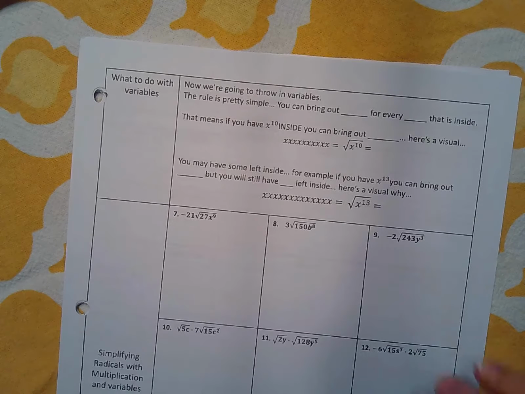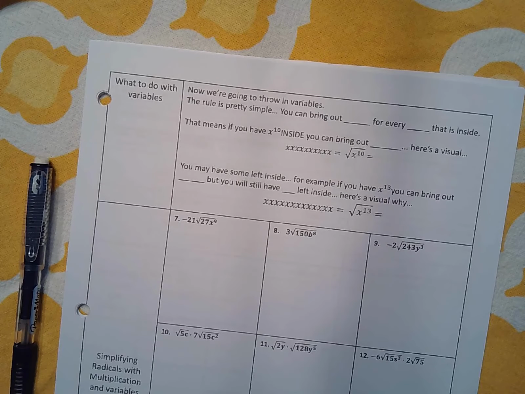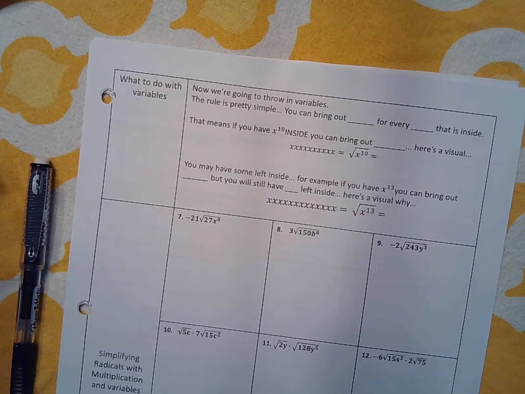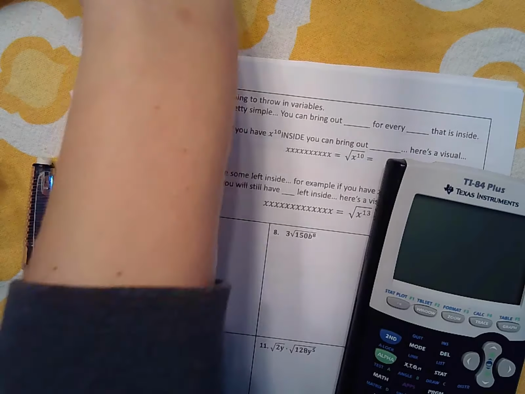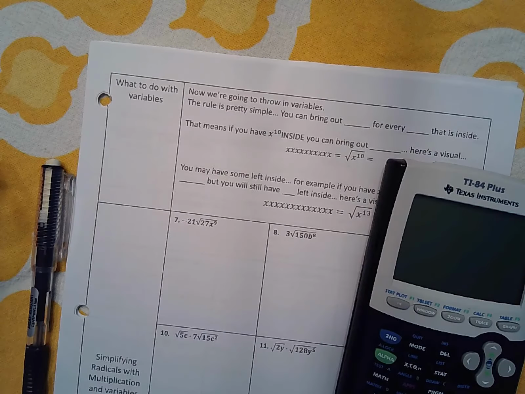Hello, our beautiful students. Okay, we're going to finish out the 10.2 notes, and I have my coffee ready to go, and my pencil, and my calculator, and of course our perfect square list. Now, if you have a perfect square list on a computer, that's perfectly fine, but we will reference it as we go through the lesson.